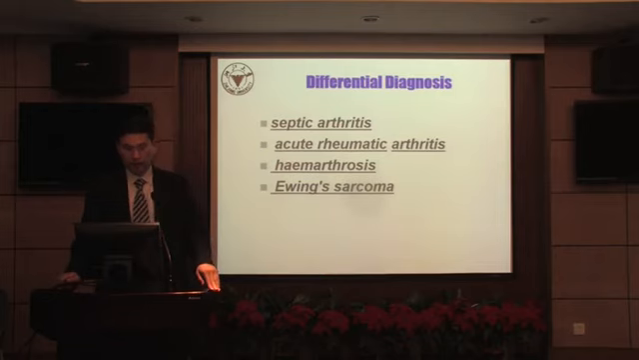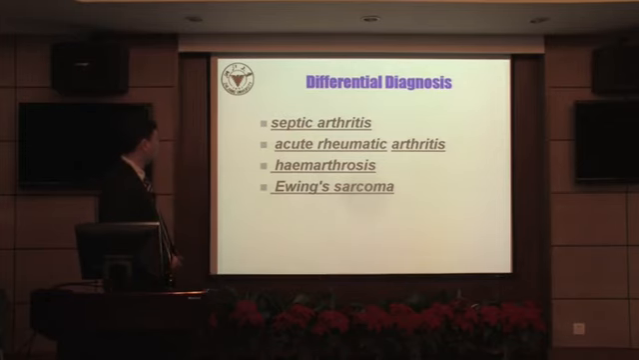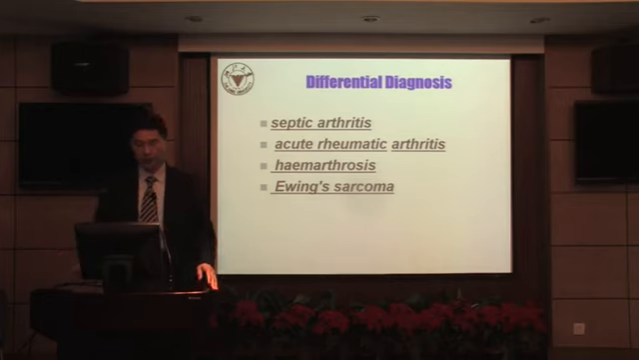The differential diagnosis. There are many diseases similar to osteomyelitis. The first one was septic arthritis, and we say septic arthritis commonly has bad movement of the joint. And acute rheumatic arthritis is also close to osteomyelitis. And hemarthrosis and Ewing's sarcoma.